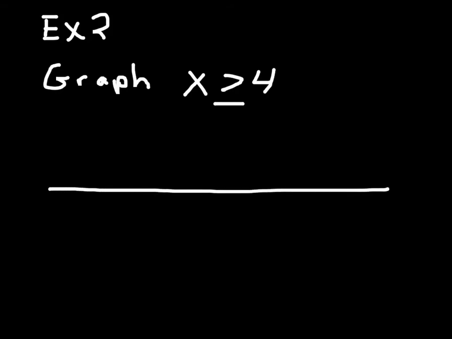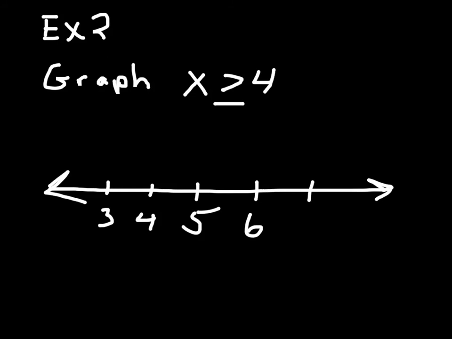So I'm going to make my number line. And since we want numbers greater than or equal to 4, I want more numbers to the right of 4. So I might have 3 here, and then my 4, and then mostly have numbers that are greater than 4 to the right of it. Now, since I have an equal sign underneath the inequality, this is going to be a closed circle on 4, meaning 4 is part of the solution.